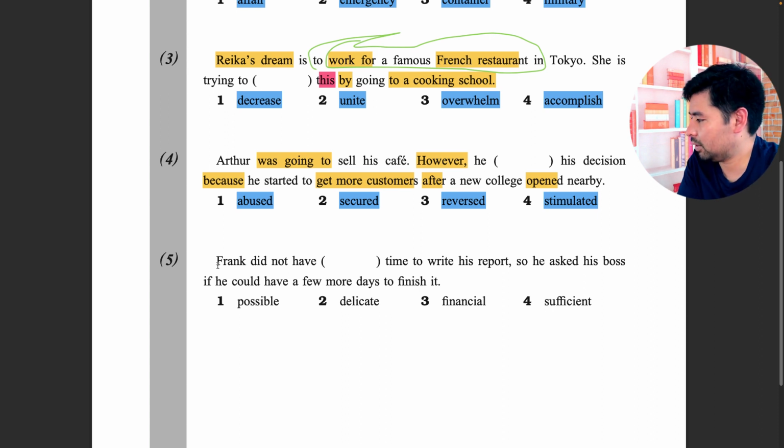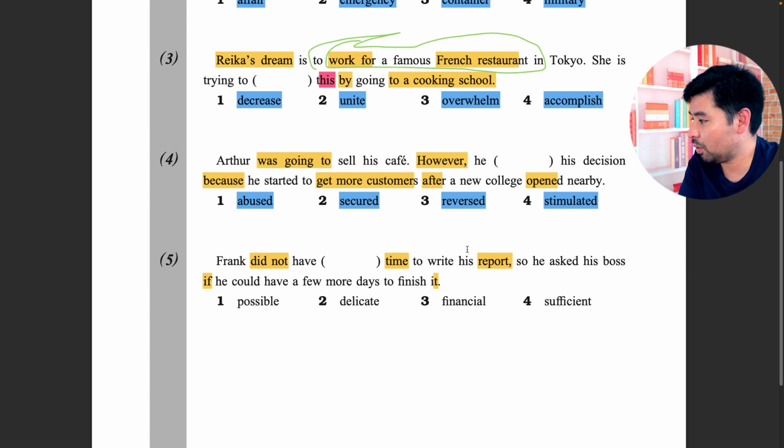Frank did not have, so negative, no, time to write his report. So he asked his boss if he could have a few more days to finish it. Okay, so he did not have something time to write his report. So he was trying to write his report, but he couldn't. And then he asked his boss if he could have a few more days to finish it. To finish what? The report, right?